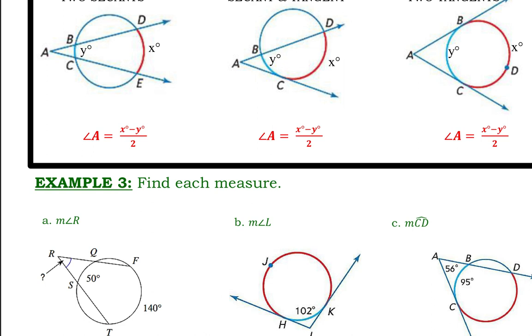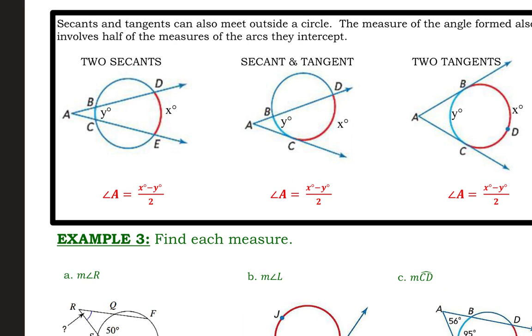All right, so regardless of if you have two secants, secant and tangent, or two tangents, regardless of whether your picture looks like this one or this one, they all have the same formula. There are two straight lines going all the way through. You're going to look at your lines: there's a set of lines meeting here, a set of lines meeting there. In between these lines, you look at the bigger arc, and you subtract the small one and divide by 2.